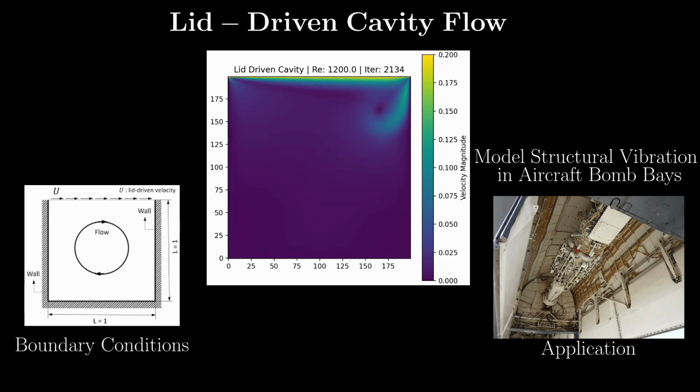As the simulation runs, the moving lid acts like a conveyor belt, pulling the top layer of fluid along with it. This motion eventually spreads through the whole box, creating a massive slow-motion whirlpool in the center. This effect has many industrial applications, such as flow in polymer processing and modeling structural vibrations in aircraft bomb bays.